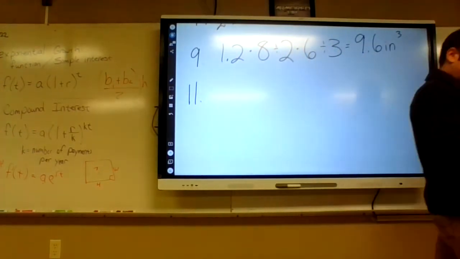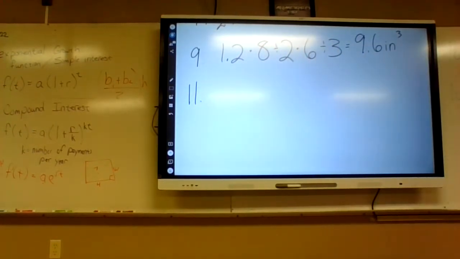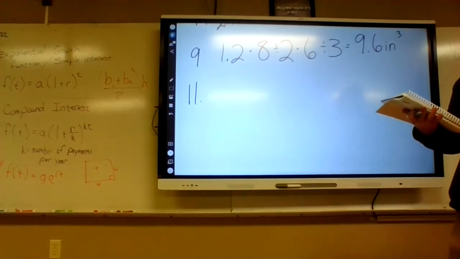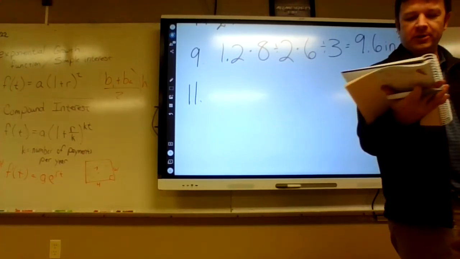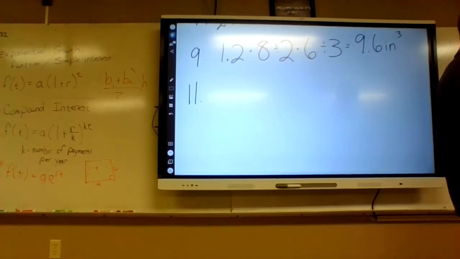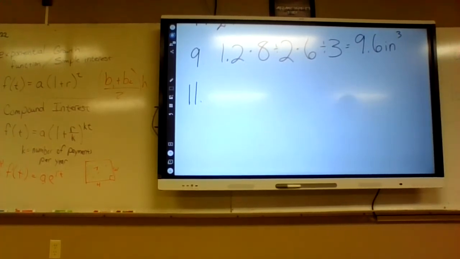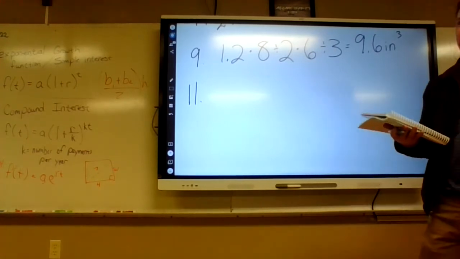Number 11. How tall is this pyramidal packaging for pasta? Each side of the square measures 6 inches, and the volume is 108. So, you guys see what's different on this one? They're asking for volume. Right. We already know what the volume is. They're asking us to work backwards and find the height.